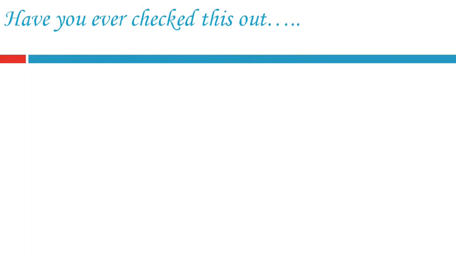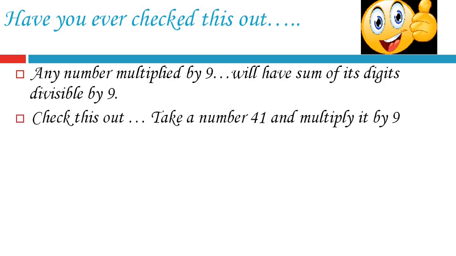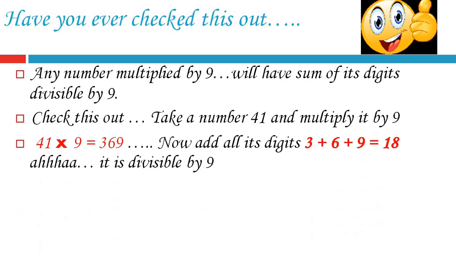Have you ever checked this out? Any number multiplied by 9 will have the sum of its digits divisible by 9. Let us take one example first. Take the number 41, multiply this by 9. Now the result is 369. Add all the digits. The sum comes out to be 18. 18 is a multiple of 9. So the sum is divisible by 9.